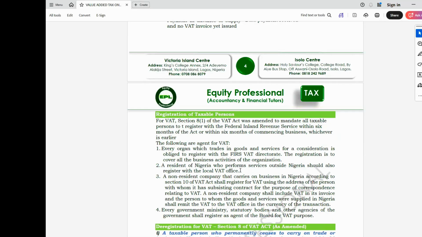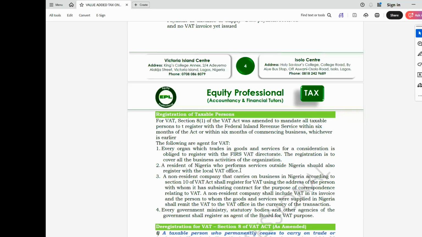So if you are a resident of Nigeria and you deal in vatable goods and services, but those are provided to those outside Nigeria, you are also expected to register for VAT, because there may be reason whereby your vendors may also be present here in Nigeria. Also, a non-resident that carries on business in Nigeria, according to Section 10, must also register for VAT. So a non-resident company that does not have a permanent establishment in Nigeria is also expected to register for VAT.